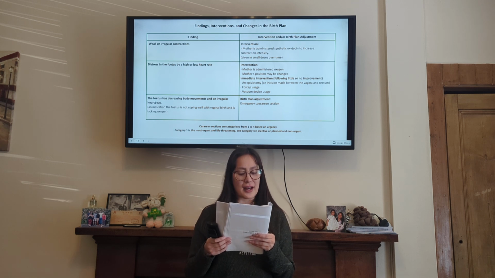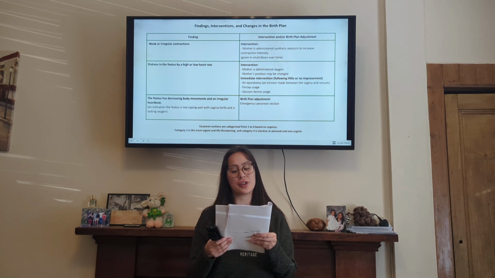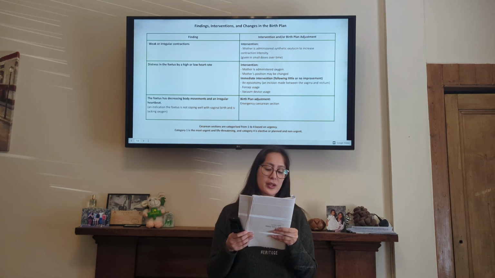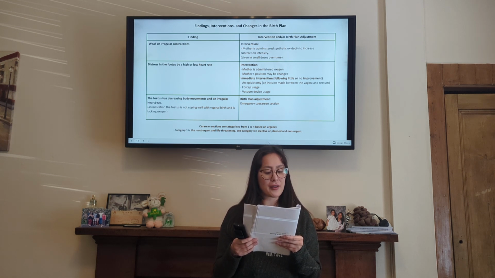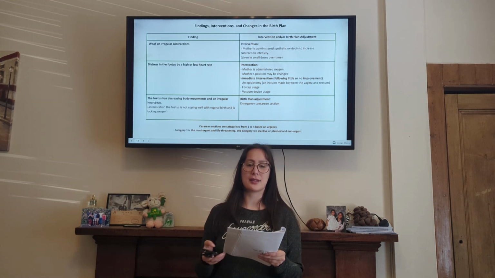Caesarean sections are categorised from 1 to 4 based on urgency. Category 1 is the most urgent and life-threatening, and Category 4 is elective or planned and non-urgent. A Category 1 caesarean section generally comprises a 30-minute target to get the fetus out. However, it is often accomplished in 15 minutes.